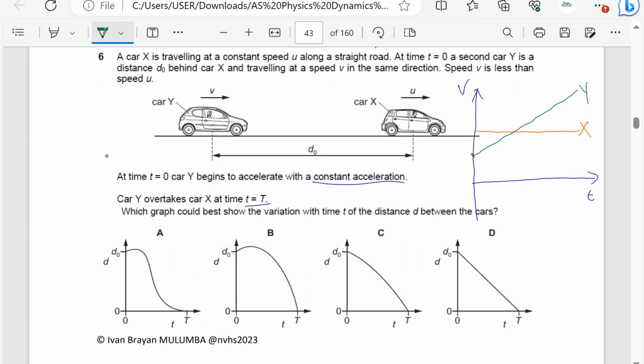Car y overtakes car x at time t equals, I mean at time t equals capital T. So here, this part here before this part here, let me just put in values. This one is they are further apart, they are far apart. So here they are further apart.